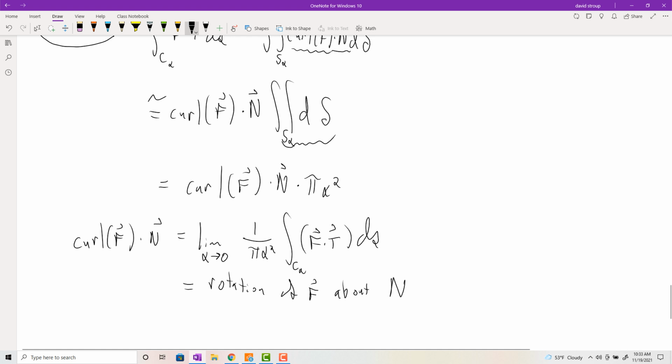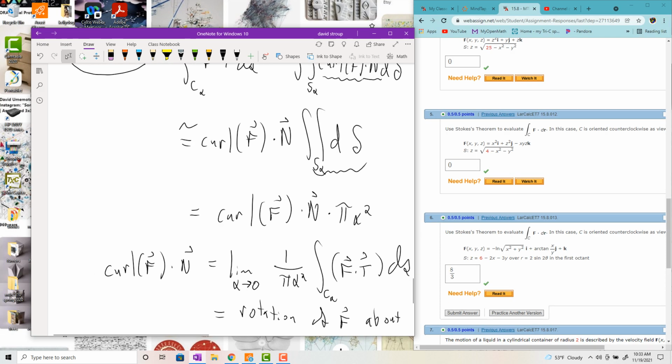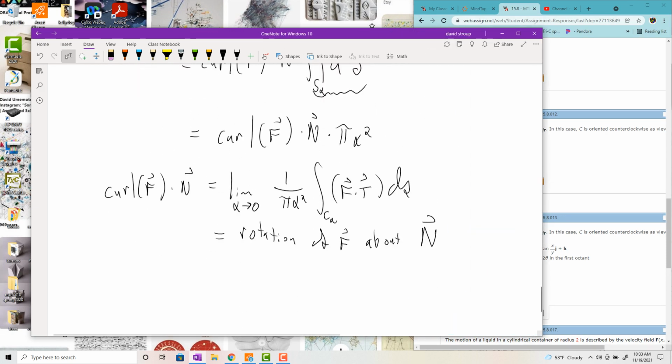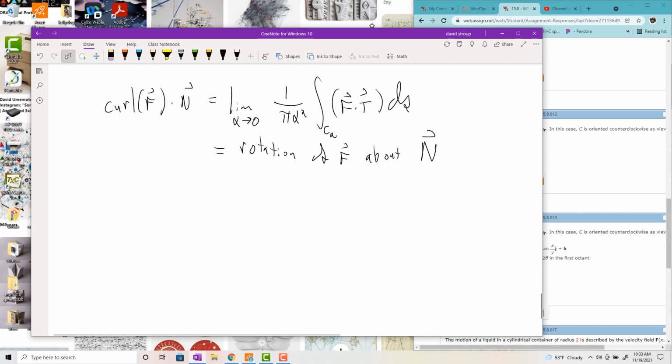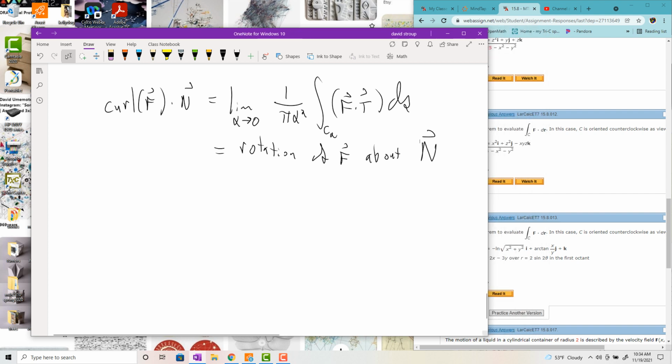So long story short, the divergence tells us about stuff flowing in and out. Curl tells us about rotation around a point. That pretty much does it for me. I'm floored by this material. It's really interesting. Over my break, I'm going to look for some applications and ask one of my engineering friends if he could find something for me. Probably, I'm thinking it's fluid dynamics, right?